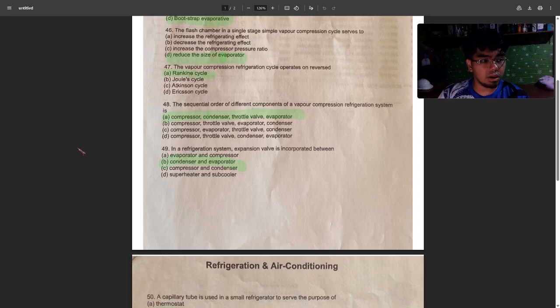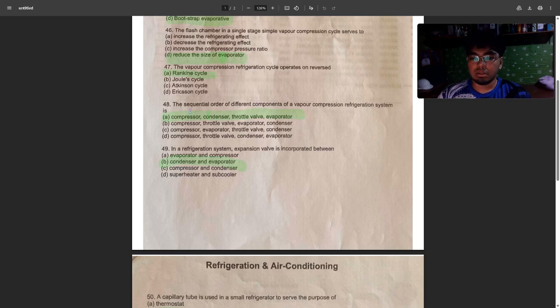Since the vapor compression refrigeration cycle is basically the reverse of the Rankine cycle. Instead of producing work, it uses work through the compressor to produce a cooling effect. So, vapor compression refrigeration operates on reverse, letter A, Rankine cycle.